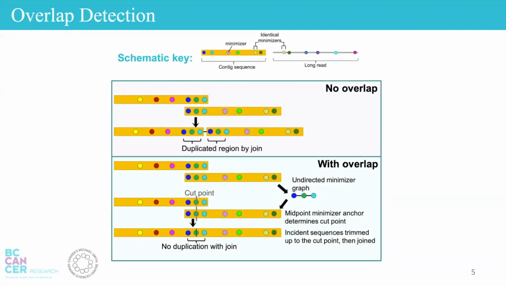In previous versions of ntLink, when there were two sequences to be joined that had a putative overlap, they would still be joined end to end, and that could create this duplicated region by the join or this small insertion misassembly. So to avoid that, in these cases, we now use the overlap detection feature where we look for minimizers that are in common in that overlapping region, create an undirected minimizer graph, which we filter and traverse to come up with an anchoring cut point minimizer. We then trim the incident sequence up to that cut point and join the trimmed sequences together. And that avoids inducing this duplication or this insertion at the join point.